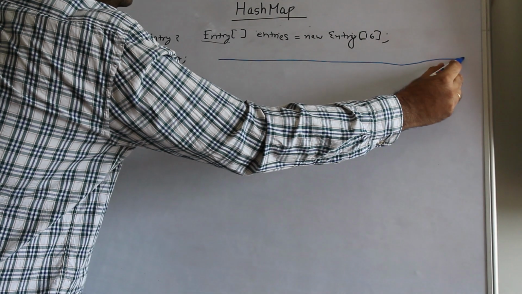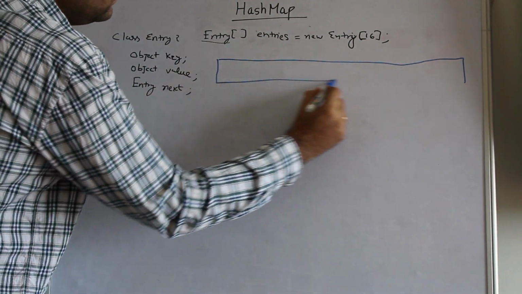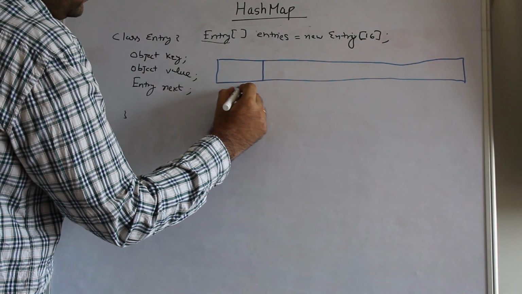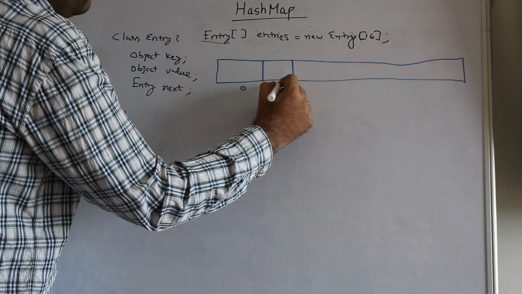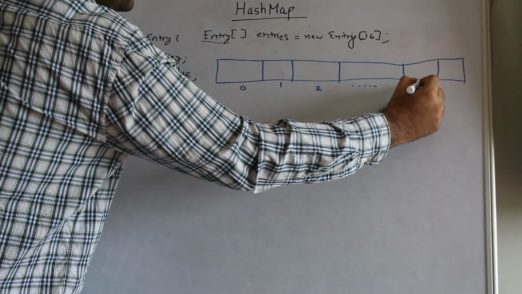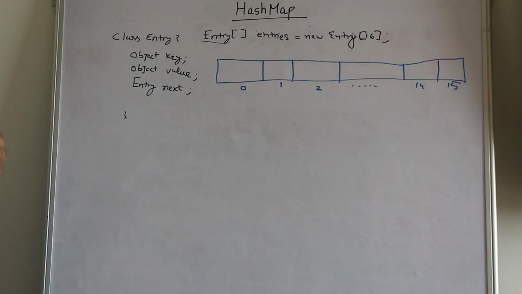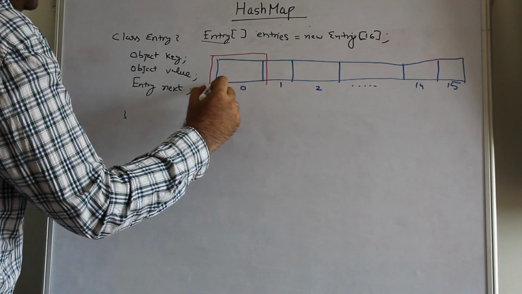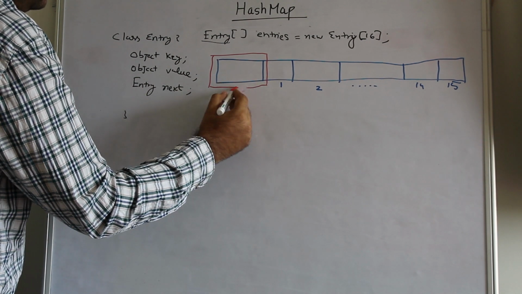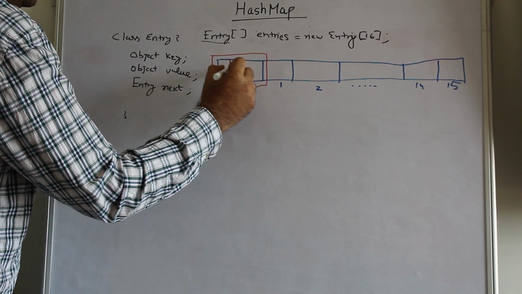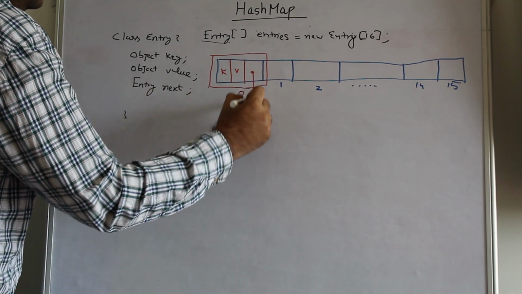So this is the entry array that you have. This is the entry array of size 16. This is the first index, and similarly 1, 2, then some indexes, then some 14, right? This is how the structure looks. Now we will see the first index that we will have. This is 0. It will have three partitions: one is the key, the value, and the pointer to the next.